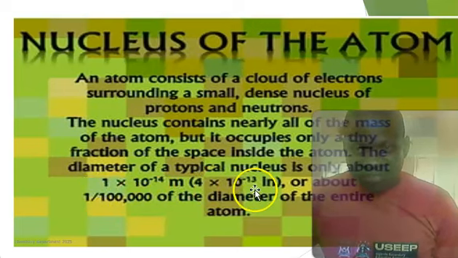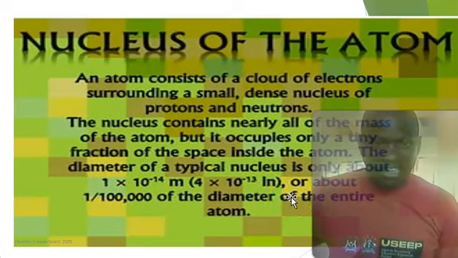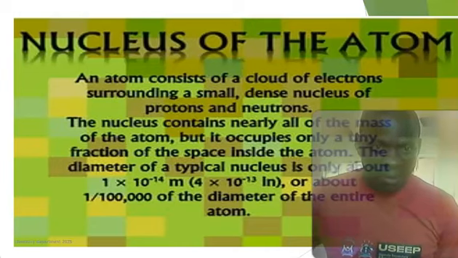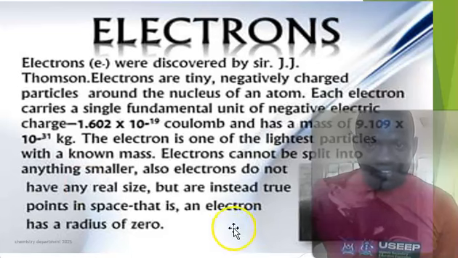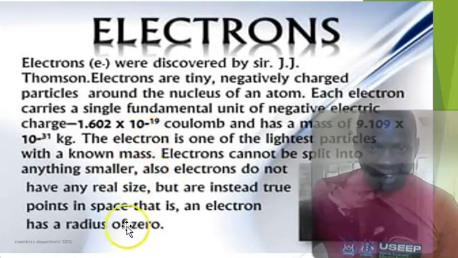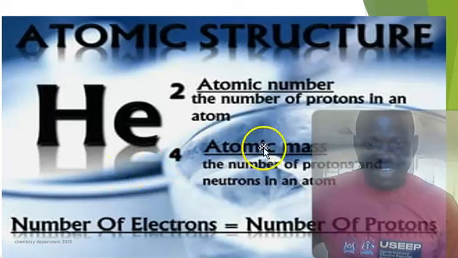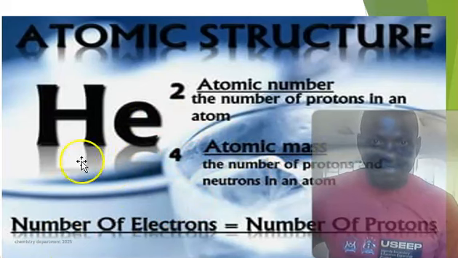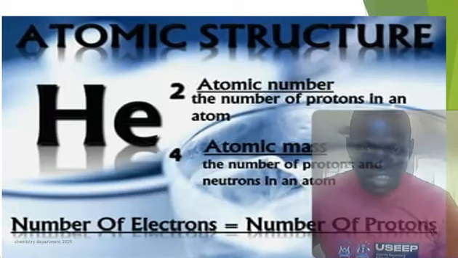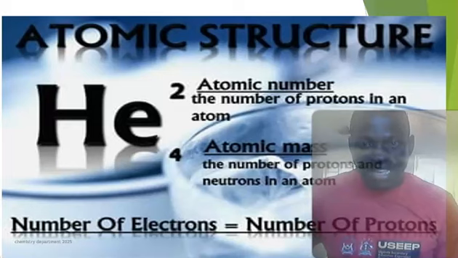Those numbers, you can go through them and research about them in case you need to know more. The electrons too, you can do more research about them as we have been discussing. Now this is the atomic structure, summarizing how the structure of atoms is generally arranged. As you can see, the atomic number and atomic mass for helium.